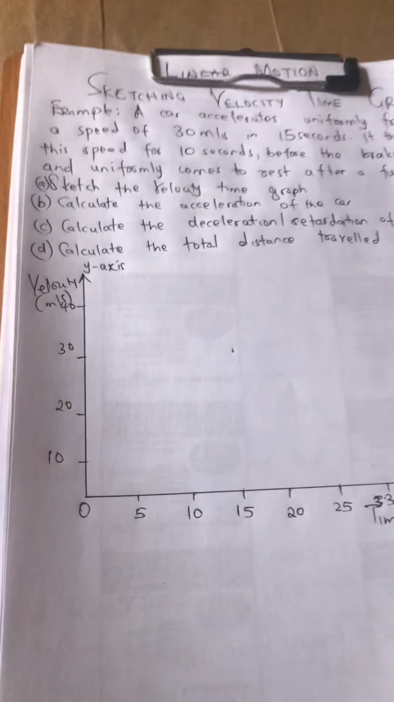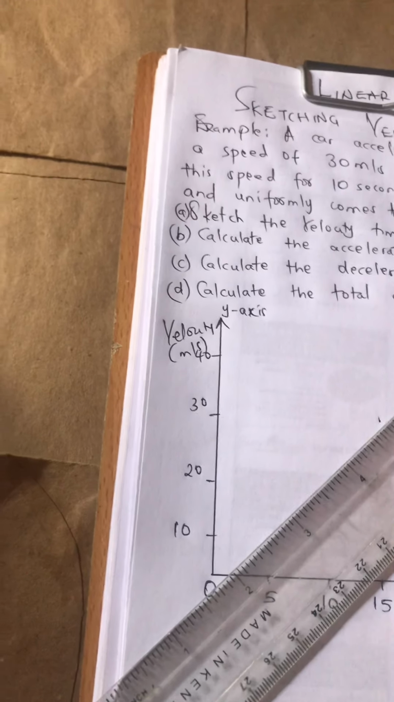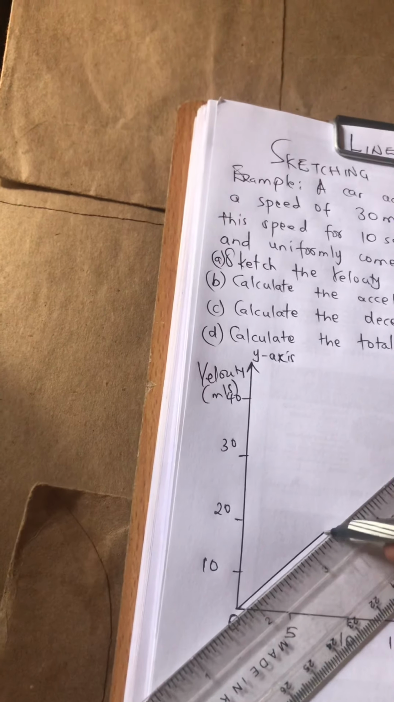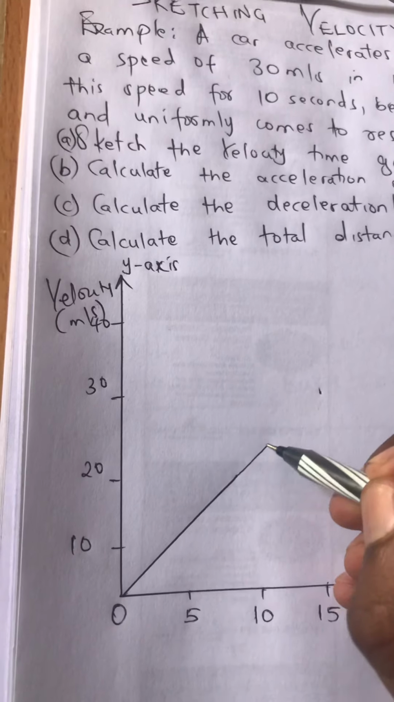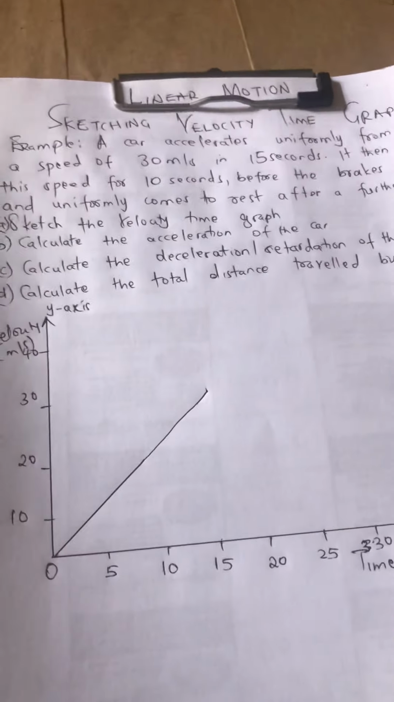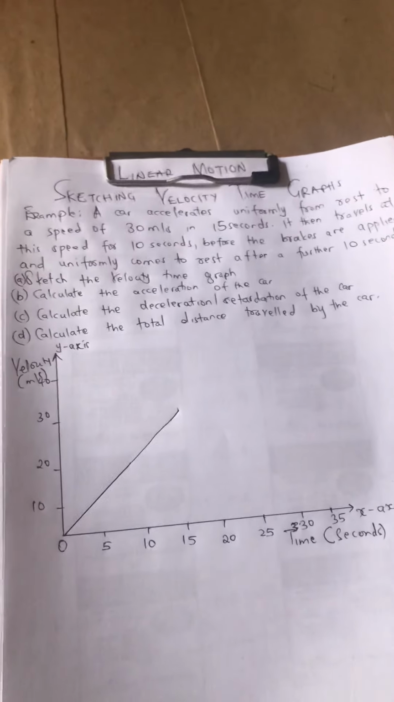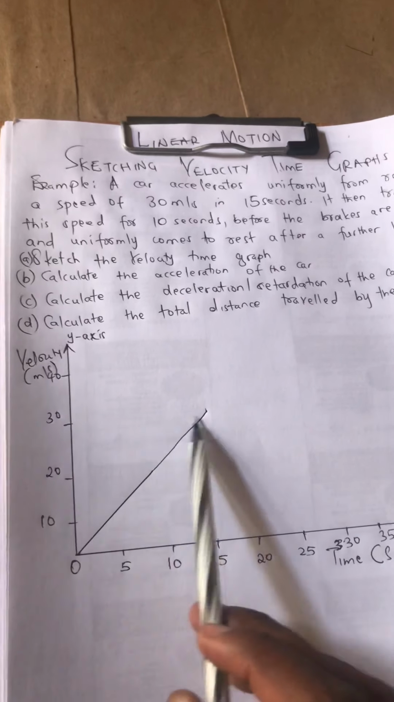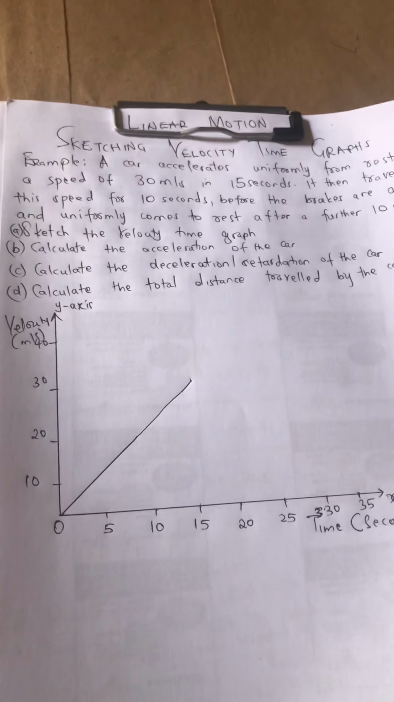So it is accelerating uniformly. So if it is uniformly, then we draw a straight line. Tunashikanisha from rest up to here. Shikanisha with a straight line. Remember, I am sketching. When you'll be drawing, use a straight line with a ruler. Use a ruler to draw the straight line. So ndo hiyo accelerate uniformly at 30 meters per second in 15 seconds.